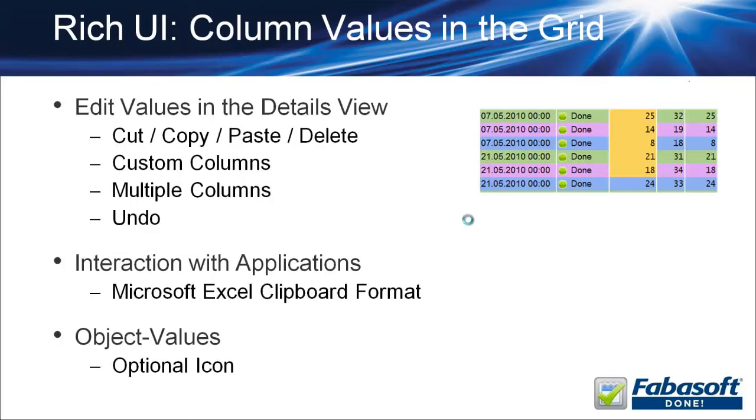Another point where we made some major improvements is the display and use of column values in the grid and the detail view. As before, it's easily possible to edit values there in the details view. Now we can use cut, copy, paste, delete on these specific data values there. The innovative feature is you can use this on multiple custom columns you selected and copy and paste multiple values at once. As this might sometimes end up in undesired changes, it is now possible to make an undo.